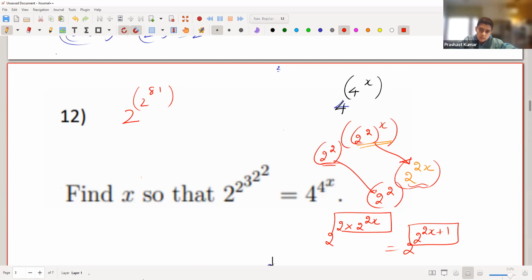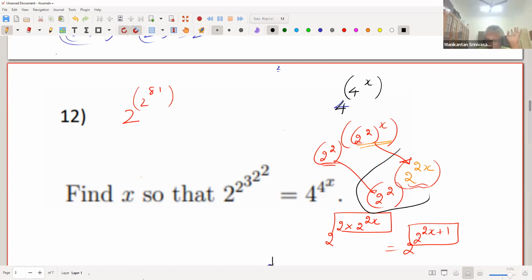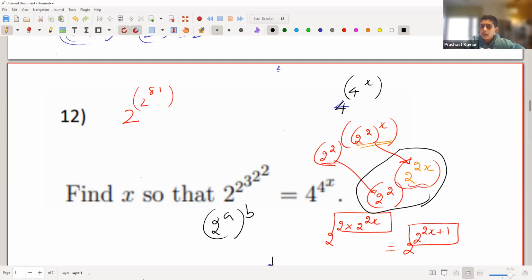Okay. Now what is this? If you observe this black portion here, it's 2 power a whole power b. So it's like 2 power AB basically. Exactly. A is 2 and b is 2 power 2x. So then basically it turns into... okay, got it. Then I'm equating with the final powers and the answer.